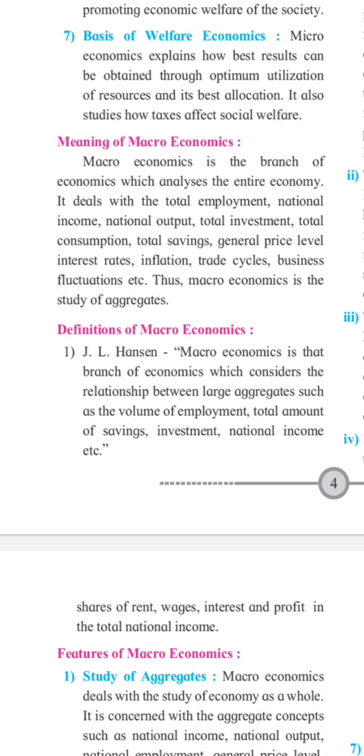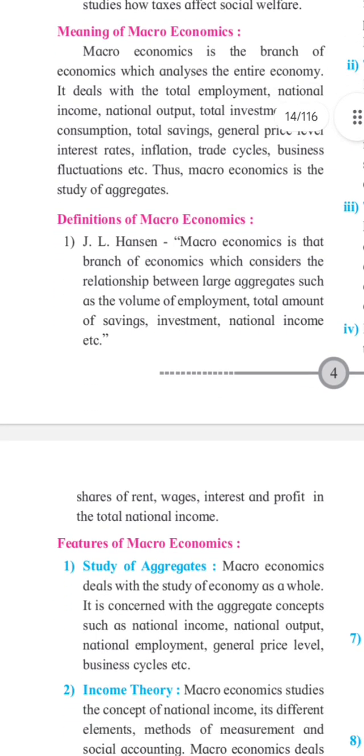Macroeconomics is the branch of economics which analyzes the entire economy. It deals with total employment, national income, national output, total investment, total consumption, total savings, general price level, interest rates, inflation, trade cycles, and business fluctuations. Hence, macroeconomics is also known as the study of aggregates.